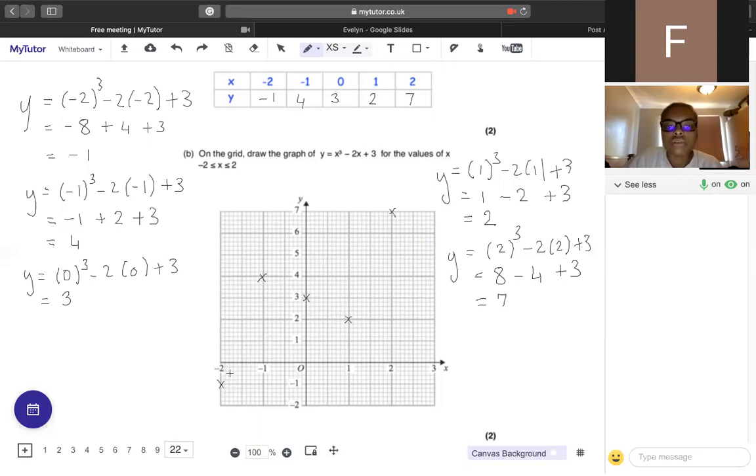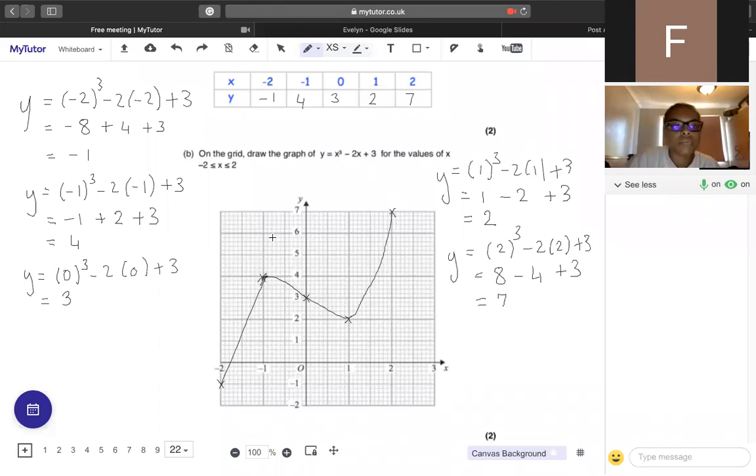So if we draw a smooth curve that goes through each of these coordinates, you should get something that looks like this. Oops. Let's try that again. There we go. So yeah.